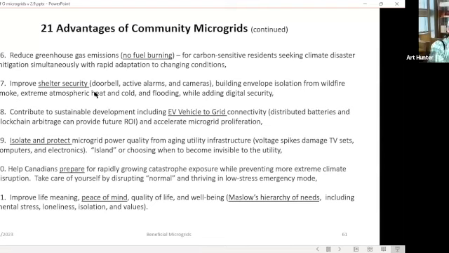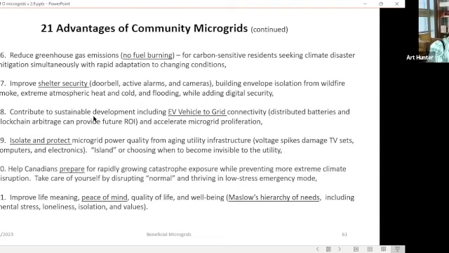They improve shelter security, of course. When the power goes out, your active alarms and cameras and doorbells and what have you don't work either. But with a microgrid, you do have those continue to operate, and you do still have the ability to have digital security in your premises.